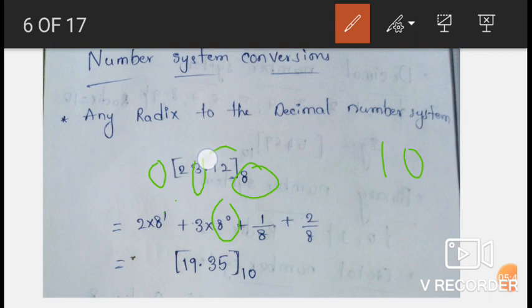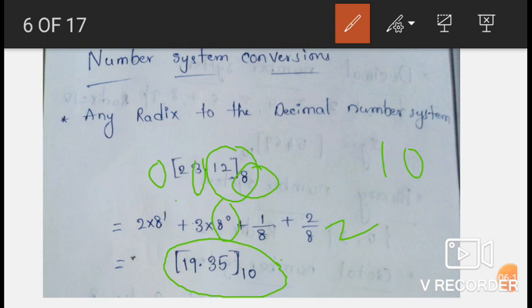If I take the fraction part, first I have to divide 1 by 8 and then add that value to the number 2 divided by 8 square. It's not 8, it's 8 square, and so on I have to do the process. The final result should be this value. If you do the process, you are going to get this as a result. This is how we can convert any radix to the decimal number system.